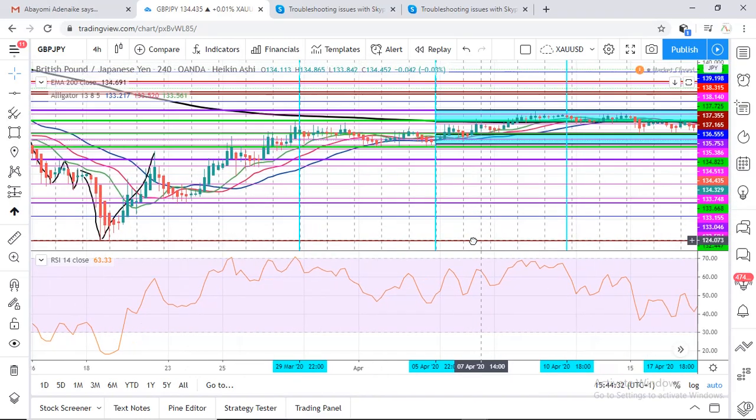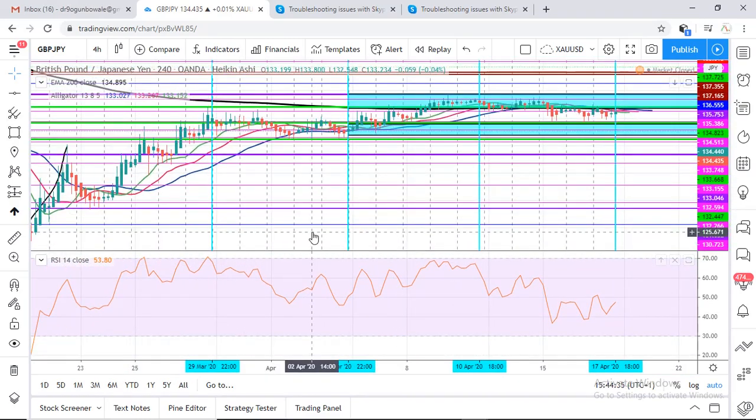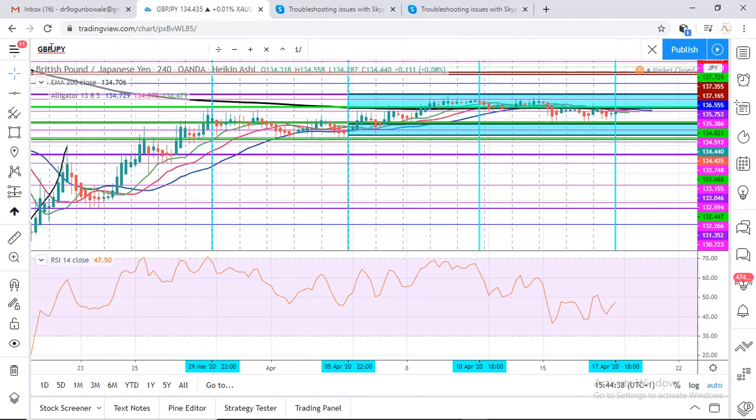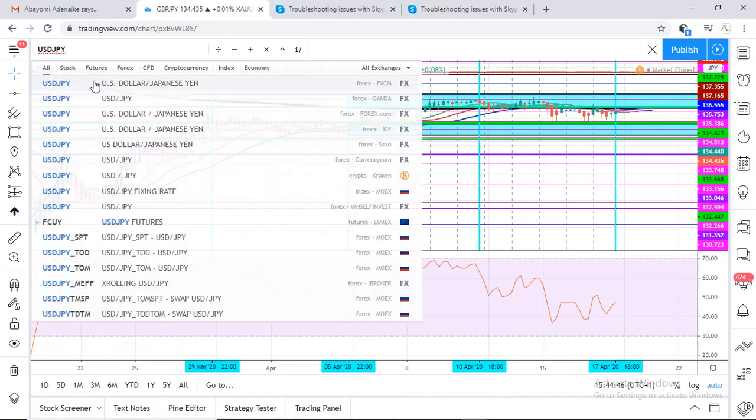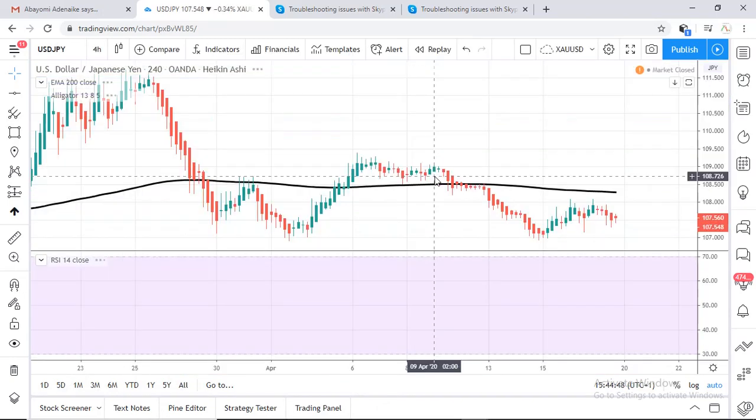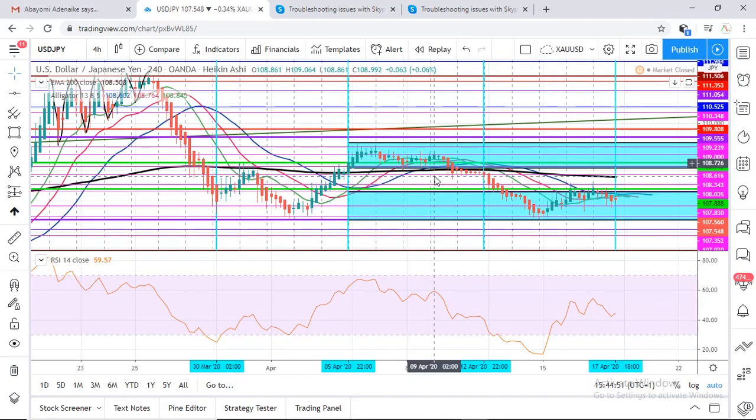For now, that is what we have. Then let's look at USD JPY, with our alligator. I'm not going to be explaining how I came about this again. I did that already with the Mexican peso and GBP JPY. So our entry, of course, I use this also to confirm my entry.